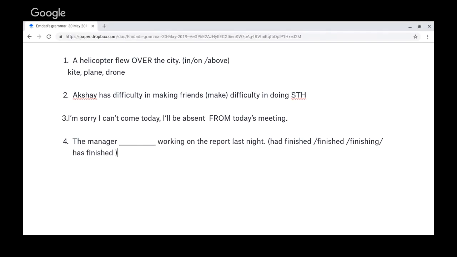How many of you think it's the first one, had finished? Okay, thank you. When can we use had? Tell me, Akashdeep, when you used had. Whenever we use had, what sort of verb did I use here? Had finished, yeah? So had finished, had begun, had achieved, had gained.